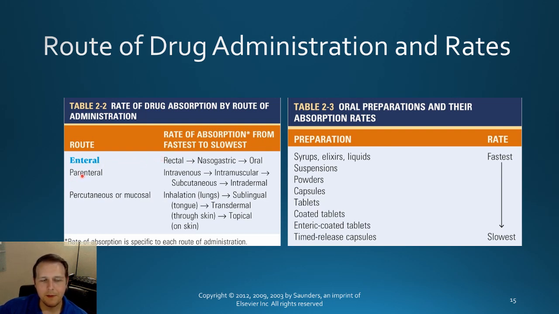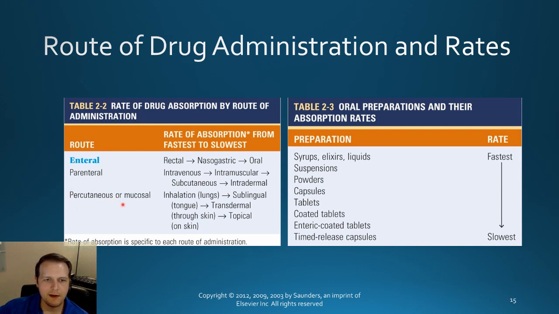Parenteral basically means anything you're given via injection, right? So whether it's intravenous, intramuscular, subcutaneous, or intradermal, again, you can see the relative rates of absorption, how fast they are. And again, intravenous is the fastest because it's going right into the veins, right into your circulation, right? So it's very, very quick versus, say, intradermal, going right into the skin, which would be less fast than that, a little slower.